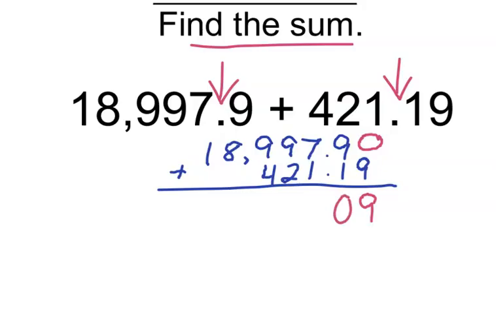9 plus 1 is 10. Carry the 1. 7 plus 1 is 8. Plus 1 more is 9. 9 plus 2 is 11. And then 9 plus 1 is 10. Plus 4 more obviously is 14. 8 plus 1 is 9. And a 1. Just bring down the decimal, come over 3 places, put our comma, and it looks like our answer is 19,419.09 or 9 hundredths. So 19,419.09.